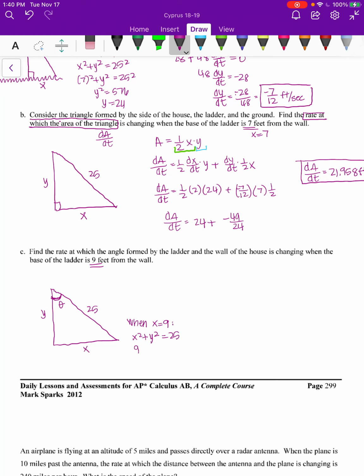Well, x squared plus y squared is still 25 squared. So 9 squared plus y squared is, oh, I forgot the squared there, 25 squared. So y squared is 544. So y is just the square root of 544.